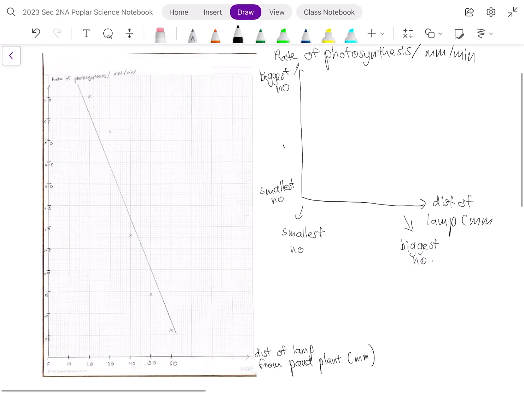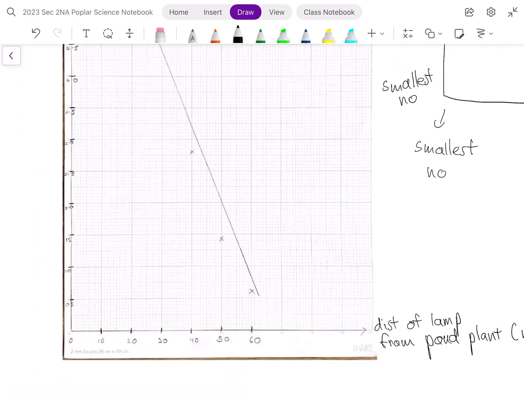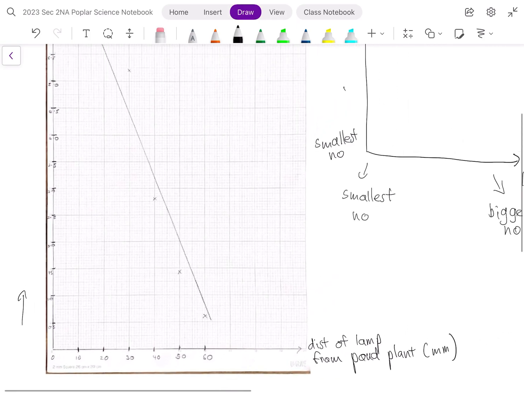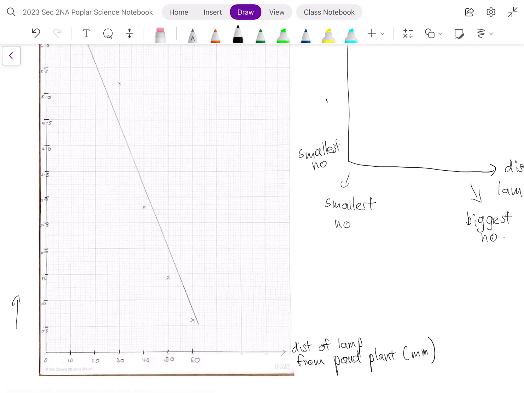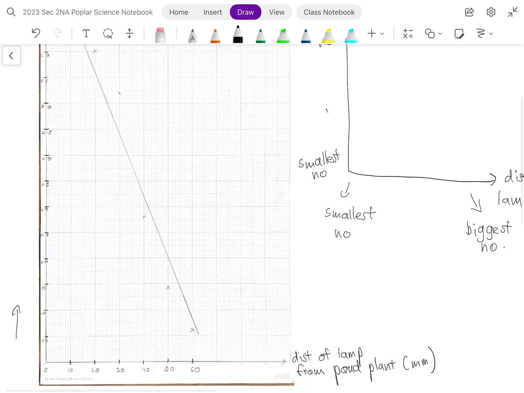Very funny. Alright, so if you zoom in, I started off with 0 and ended off with 60 for my distance of lamp, my x-axis. My y-axis started off from 0 and goes upwards. I'm going to tell you my scale. This scale will enable me to occupy more than half of the grids. For my x-axis, which is my distance of lamp, the scale that I use is 2 cm to 10 units.